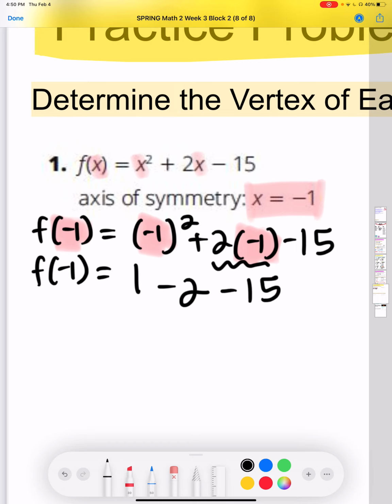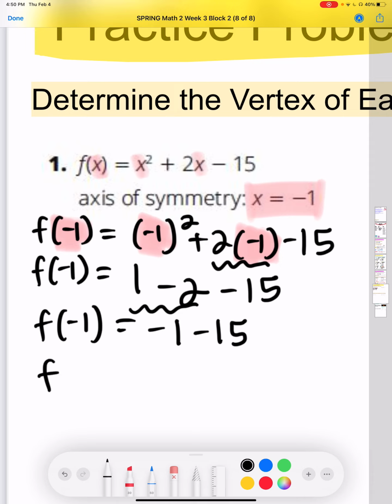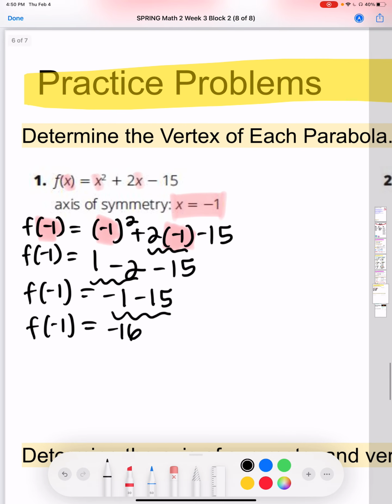From here, I'm just going to subtract from left to right. f of negative 1 equals 1 minus 2, which is negative 1, minus 15. f of negative 1 equals negative 1 minus 15, which is negative 16. So this is my y-coordinate of the vertex now. Let me use a different color. This is my y-coordinate, which is technically my k. The axis of symmetry is technically my h coordinate.